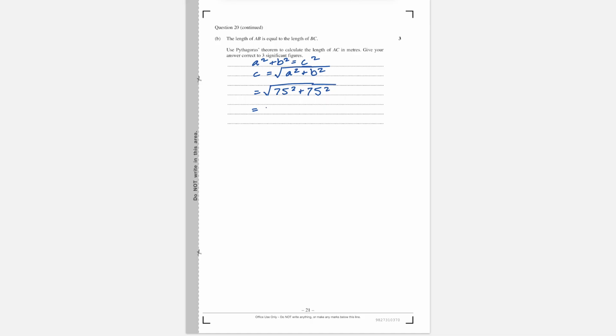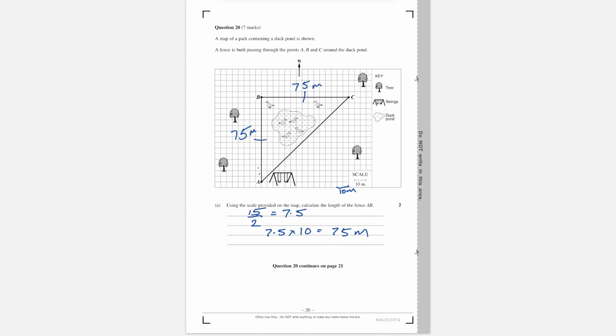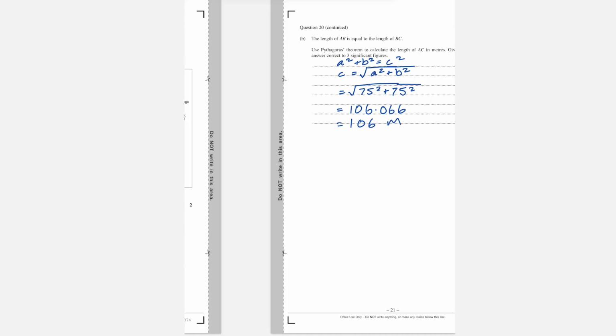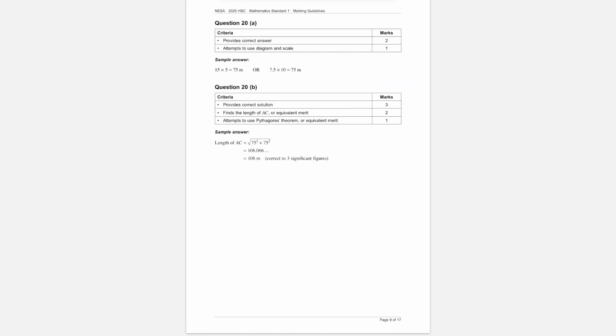It gives us an answer of 106.066. And it says, give your answer correct to 3 significant figures. So that's going to be 106 meters. Just checking. Yeah, it's meters. There we go.